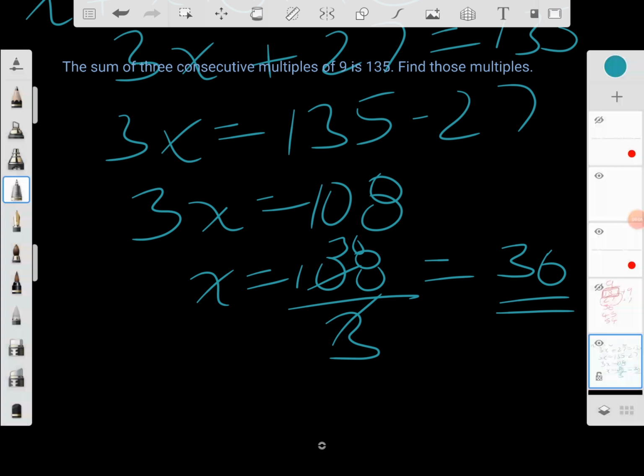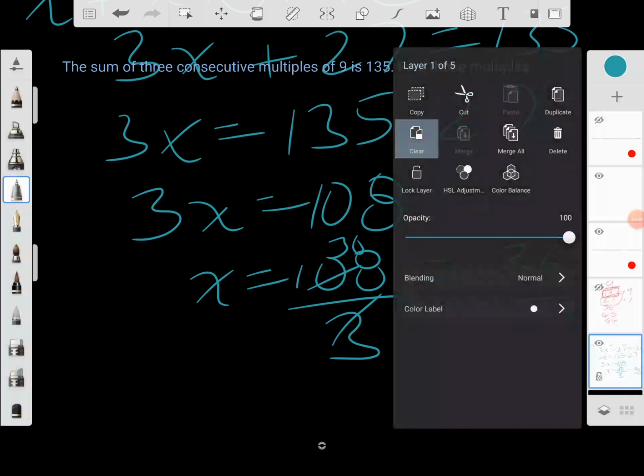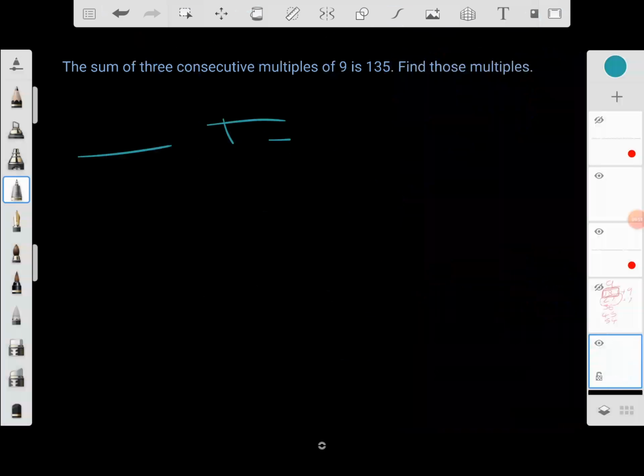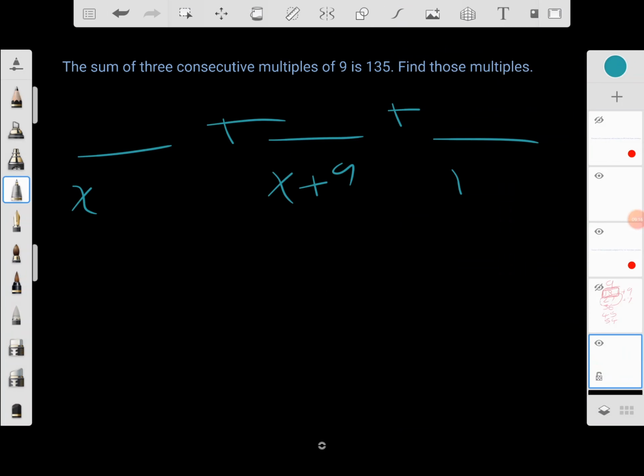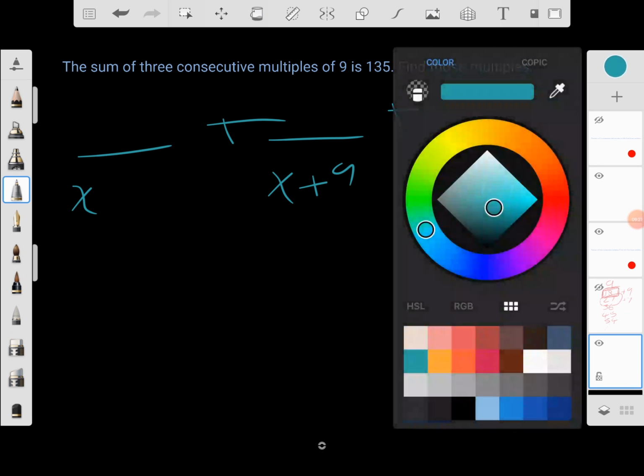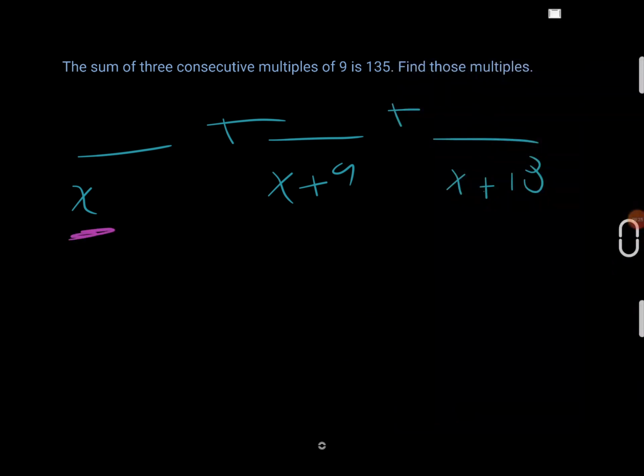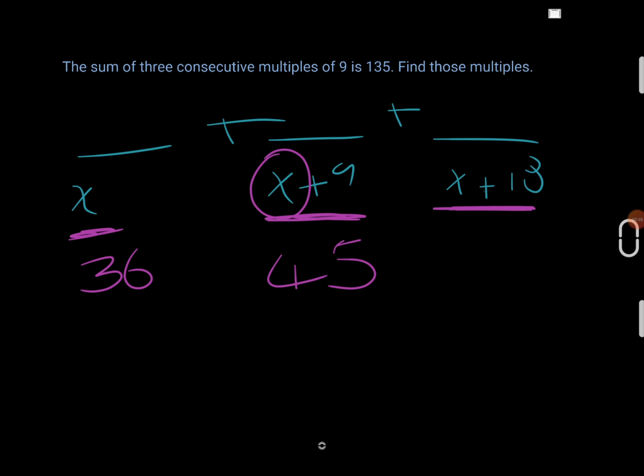So what do we see in this? We saw that there were 3 things, and this is x plus 9, and this is x plus whatever that number was, 18, yeah. And we found the x value as 36. Nice. So what is this value? X is 36. 36 plus 9, that is 45. And what is this value? X plus 18, that is actually this number plus 9, right? That is this one. So 45 plus 9, it will be 54.